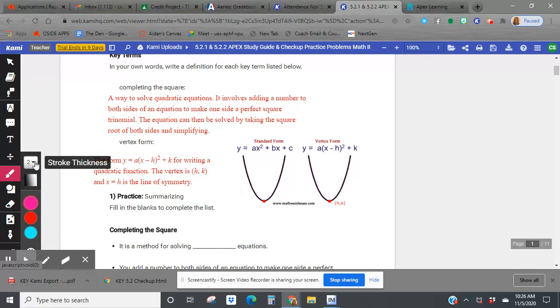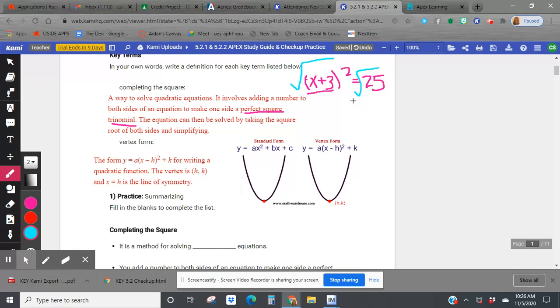I want you to imagine yesterday in class how we were practicing doing something like (x + 3) squared equals 25. So it's where you have a perfect square trinomial on one side. We're going to complete the square in order to make a perfect square trinomial, and then the equation can be solved by taking the square root of both sides. So if you remember us doing this yesterday, that's exactly leading us into the steps of completing the square today.